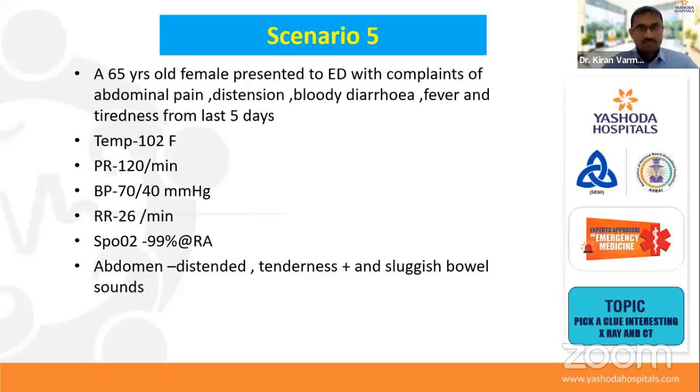Good. So then another one, scenario 5. A 65-year-old female presented to the ED with complaints of abdominal pain, distension of abdomen, bloody diarrhea, fever, and tiredness for the last 5 days. Temperature, just note it down. Pulse rate 120, so there is tachycardia, hypotension and tachypnea. Saturation is low on room air. On abdominal examination, it was distended, tenderness present, sluggish bowel sounds. So any differential diagnosis?